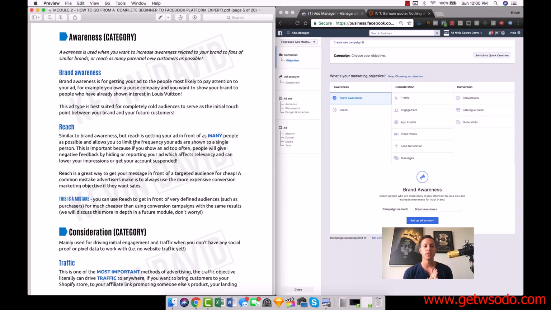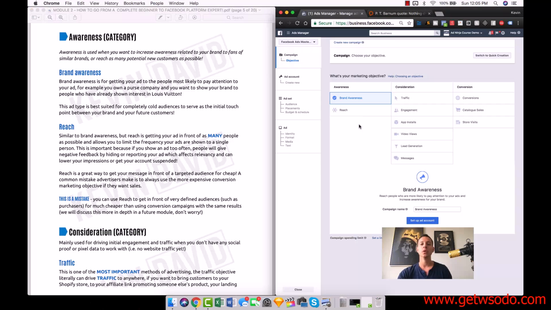The reach objective is a really cool objective, actually. So the reach objective literally is to reach as many people as you possibly can. So this objective is to get your ad in front of as many eyes as humanly possible, right? And by the way, you can hover over each marketing objective and it gives you a little synopsis of what these things are actually for.